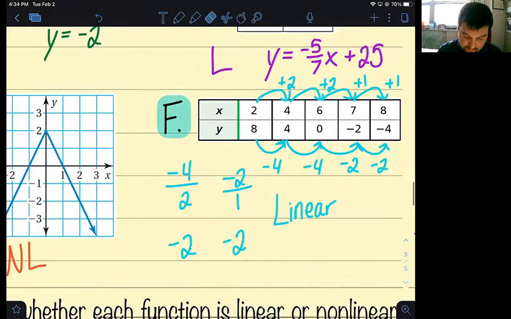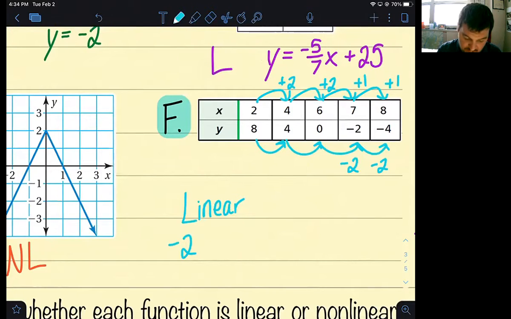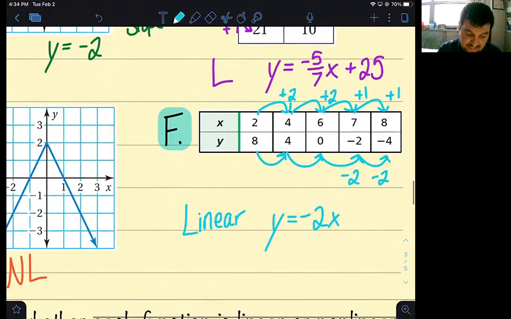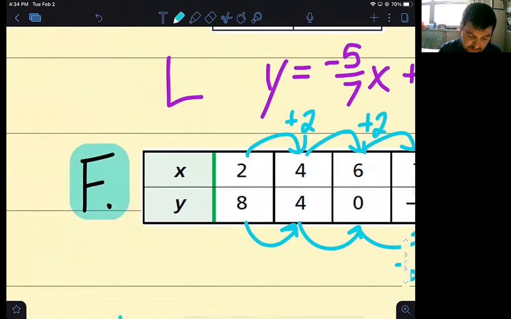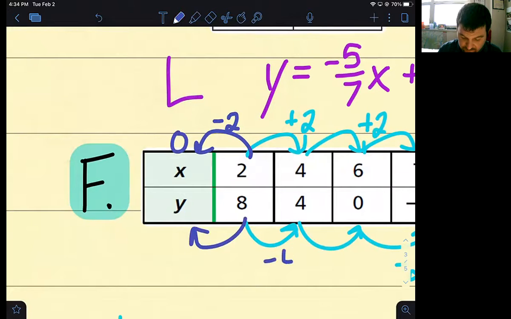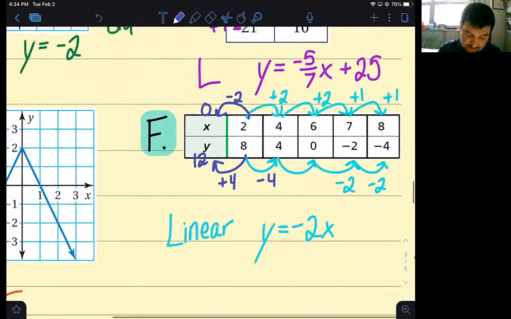And let me get rid of this extra stuff. Oh, I need that negative 2. The slope for this is negative 2. The equation is going to be y equals negative 2x, and then the y-intercept. They give you the x-intercept, they don't give you the y-intercept. The y-intercept is when x is 0. So let me go ahead and reverse this and go backwards 2. And then reverse this. So instead of decreasing by 4, I would actually increase by 4, and that's going to put me at 12. So when x is 0, y is 12.